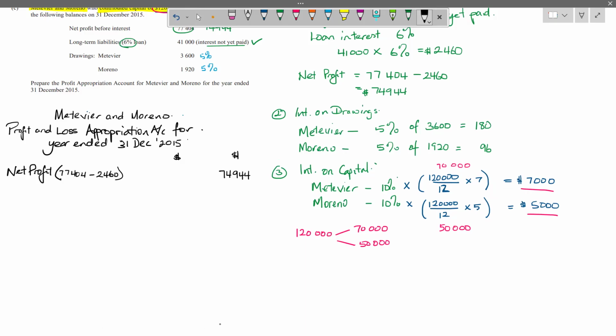Now, after we do net profit, we're going to add interest on drawings. We add an interest on drawings because this is an income generating activity in our partnership, right? We're charging this to the partners, and this is going to compensate the partnership for money that the partners took out of the business.